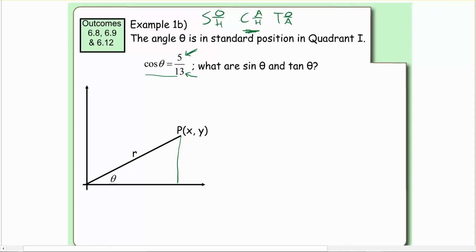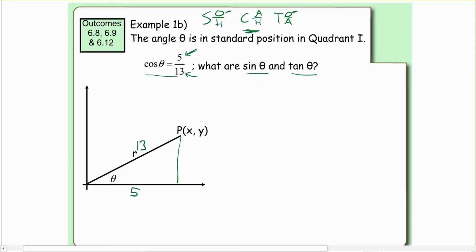So cosine theta adjacent, so 5 was the adjacent side. Hypotenuse was 13, so I'm going to just put 13 there. And now it says, what are sine theta and tan theta? Well, both sine and tan require the opposite side. If I look up here, sine, yeah, that needs opposite, and tan, yeah, that needs opposite too. So pretty much what it's saying is find the opposite side and then just plug back in the trig ratio. So I'd like you guys to go ahead and see if you can do that.